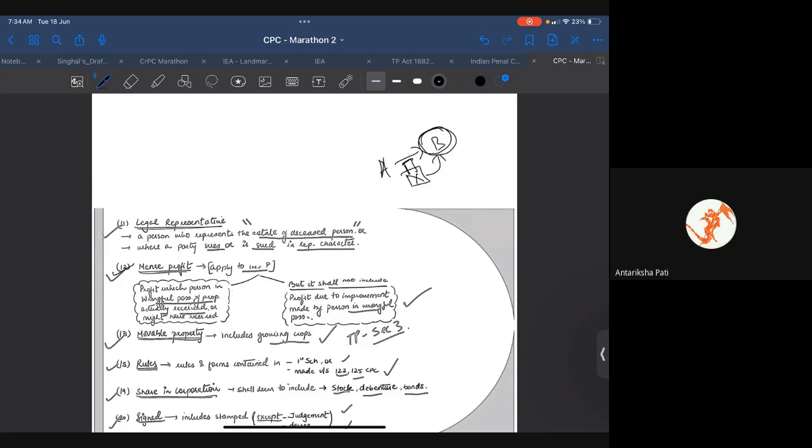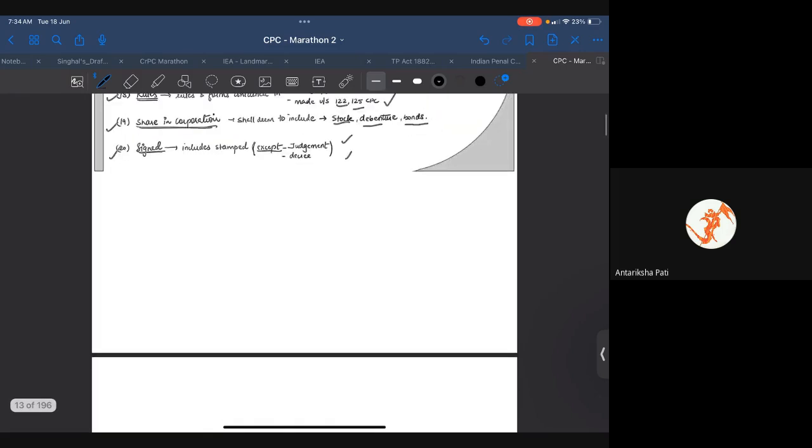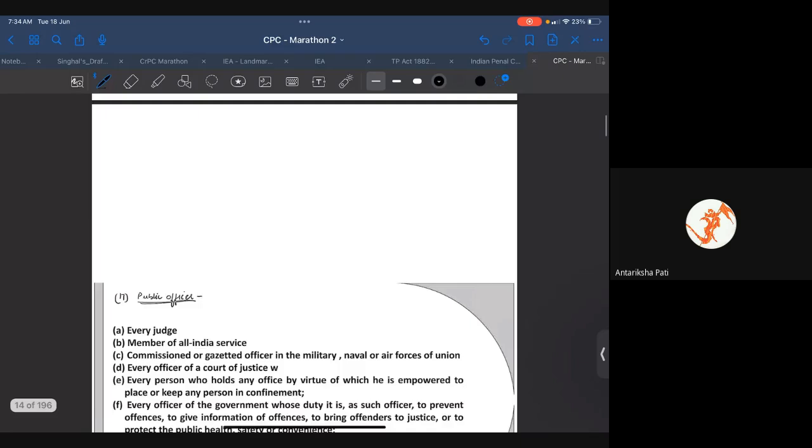Now, rules and forms are those contained in the first schedule or made under 122 or 125 of the CPC. Share in a corporation shall be deemed to include stock, debenture, and bonds. And signed includes stamped, except for a judgment or decree. Signed includes stamped as well.